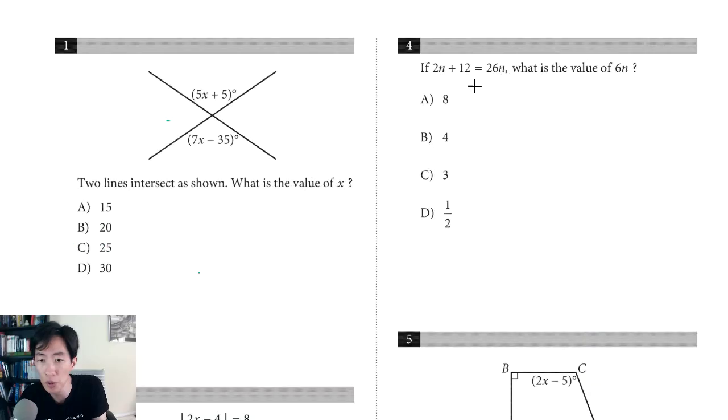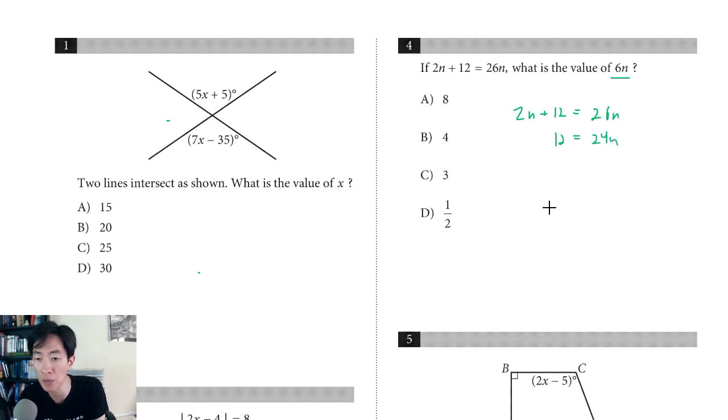Question 4, 2n plus 12 equals 26n. What is the value of 6n? So you always want to keep in mind, what is the goal? In school, you're generally taught to find the value of n, but not on the SAT. So let's rewrite it. 2n plus 12 equals 26n. We could do regular algebra, so subtract 2n from both sides. We get 12 equals 24n.